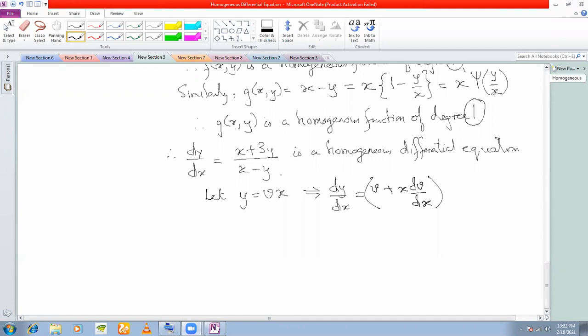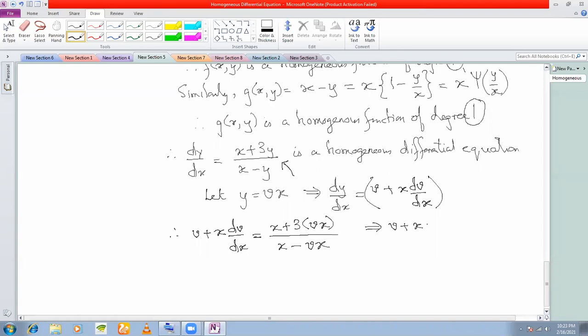Okay. So now what you do is you put this y is equal to vx and the value of dy/dx in this differential equation. Therefore, what do we get? Instead of dy/dx, you write v plus x dv/dx is equal to x plus, now you have put y is equal to vx, so instead of y you put vx, divided by x minus vx. Clear? That means now we get v plus x dv/dx is equal to x plus 3vx divided by x minus vx.